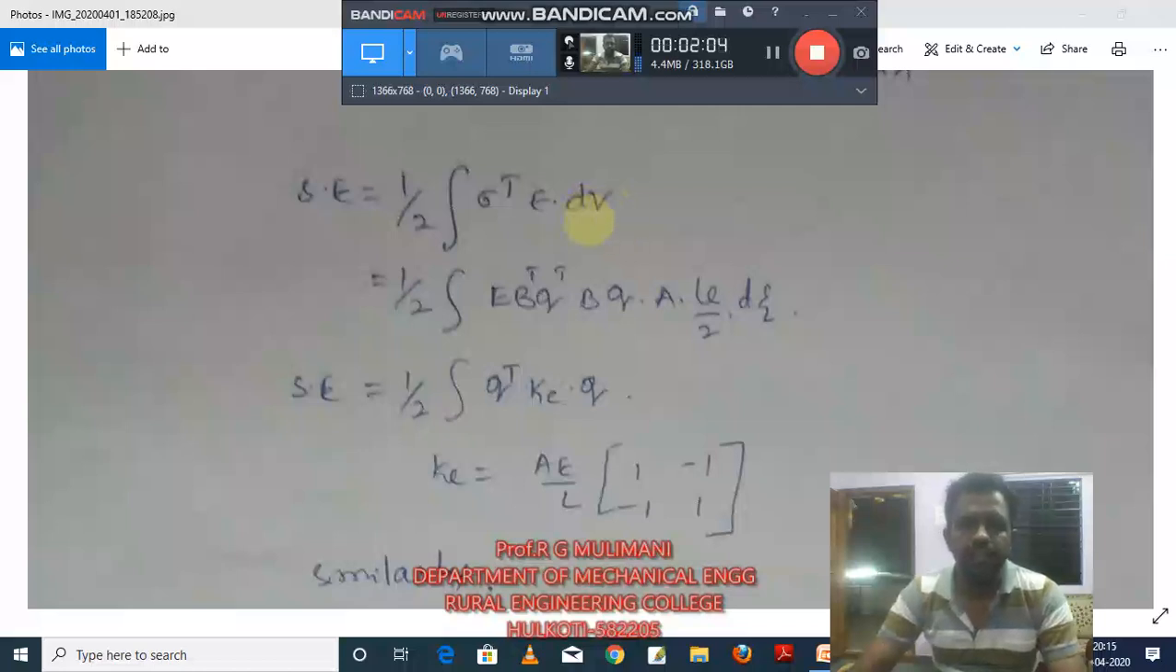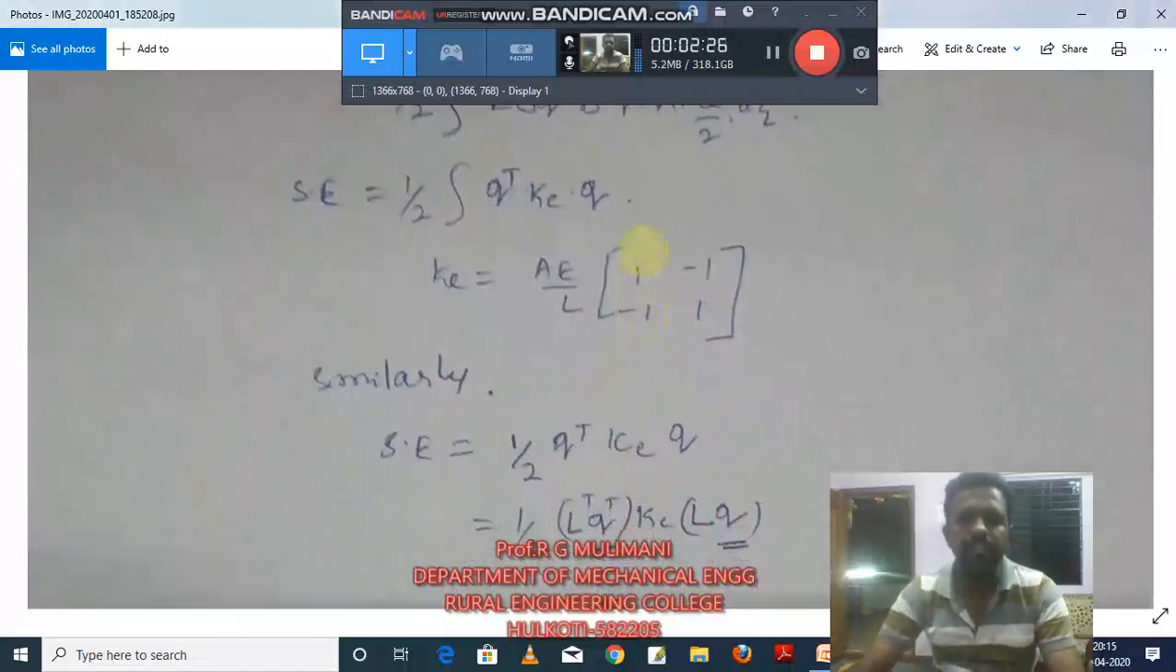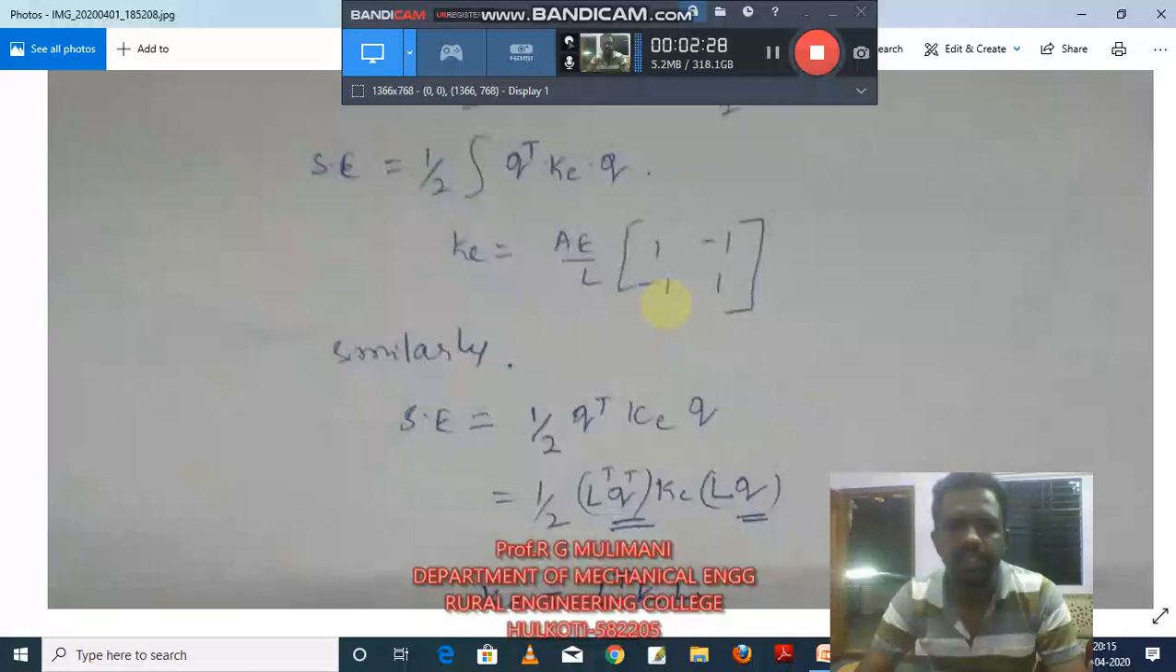As the bar is one dimensional, dV can be written as A into dx. Here dx is in terms of the local coordinate system. When it is compared with this equation, we can say that K is equal to AE by L times the matrix 1, minus 1, minus 1, 1. This is the stiffness matrix for the bar element, which was done in the class.